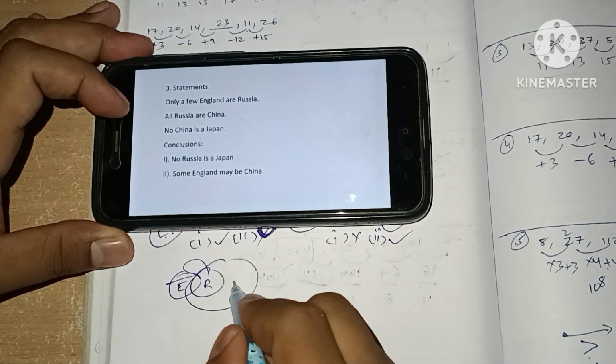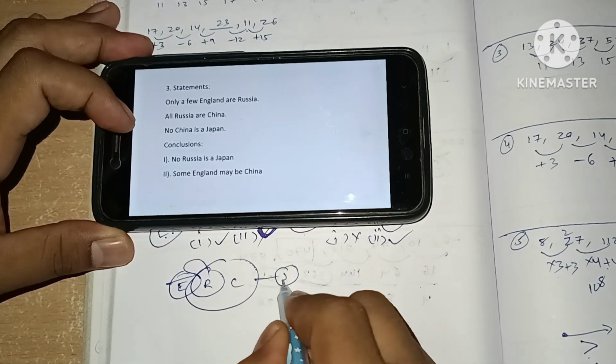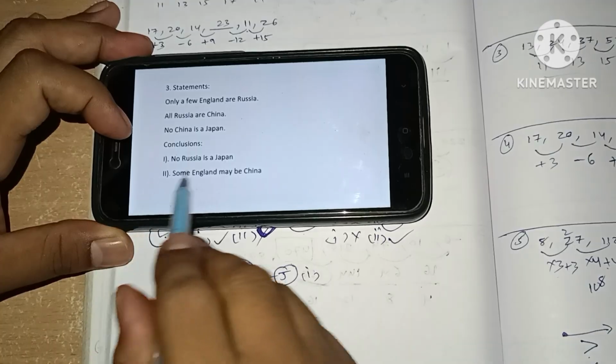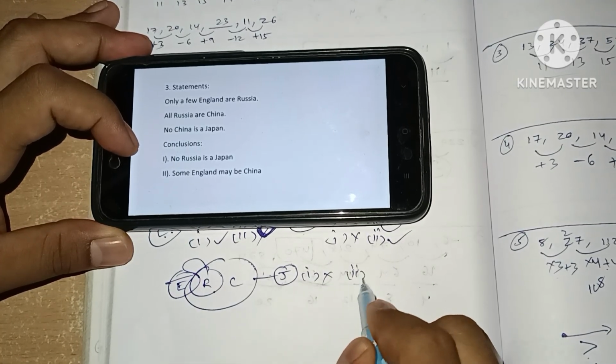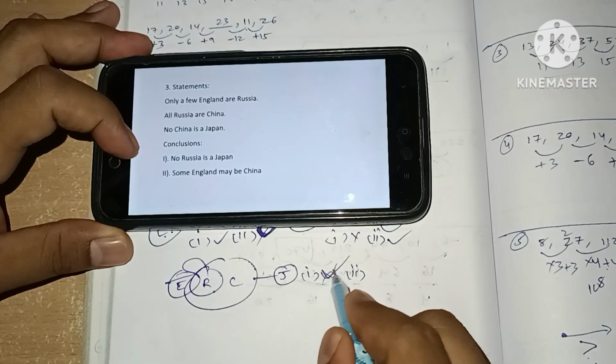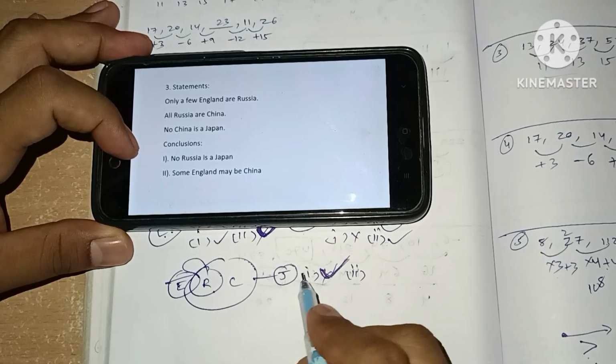All Russia, China. No, China is Japan. First conclusion, no, Russia is Japan. Some part of Russia can share with Japan. No. Second one, so it is true. Some case fails means no case will be true.